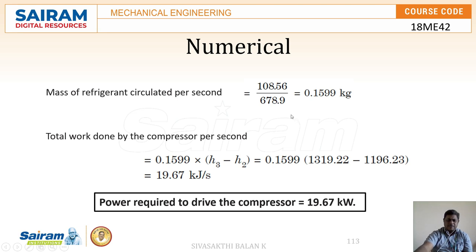And the total work done by the compressor per second we can calculate by the relation. Per kg, we know that this is per kg multiplied by the difference between the enthalpy in the process of compression, that is between the state 2 and 3. So we get the total work done by the compressor as 19.67 kilojoules per second, or 19.67 kilowatt. This is how we need to solve the problem.